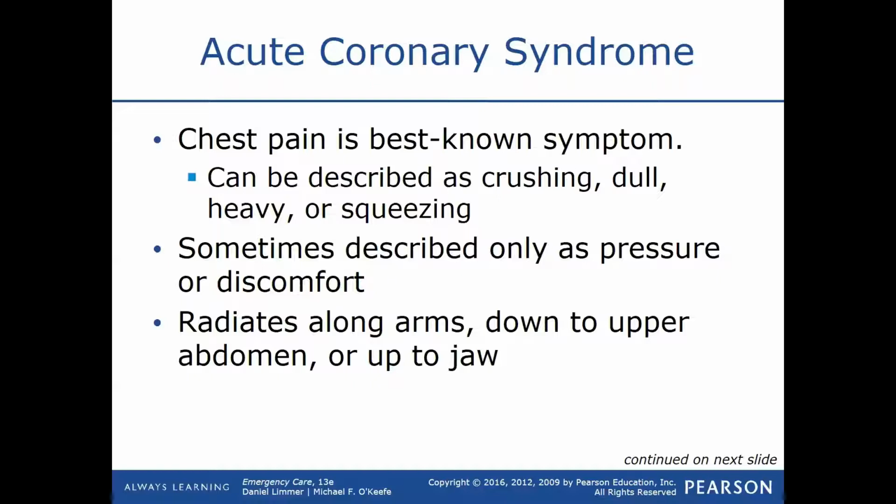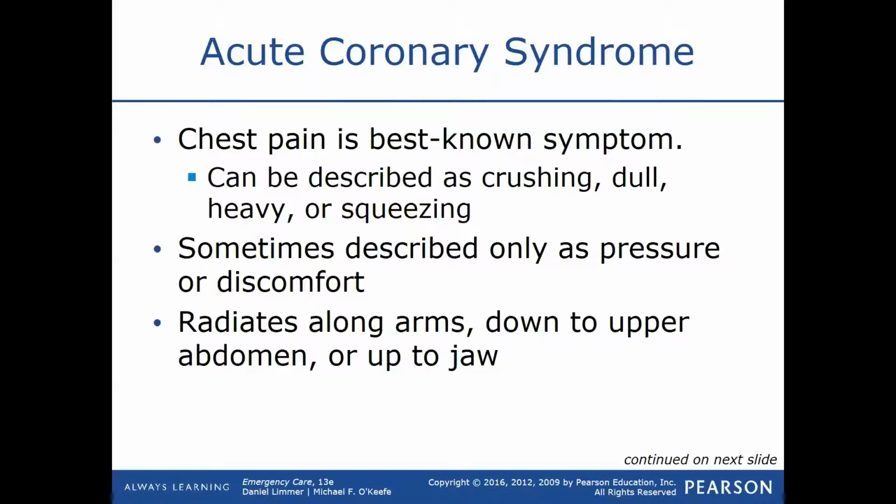Sometimes described only as pressure or discomfort. From my experience, the patients that don't really feel the pain but feel more of a pressure or discomfort are your female patients. I'm not sure why exactly, but a female patient may not present with any kind of chest pain, but may feel discomfort or pressure in the middle of their back, on the posterior side of their body, kind of in the center, from my experience. Radiates along arms, down to upper abdomen or up to jaw.